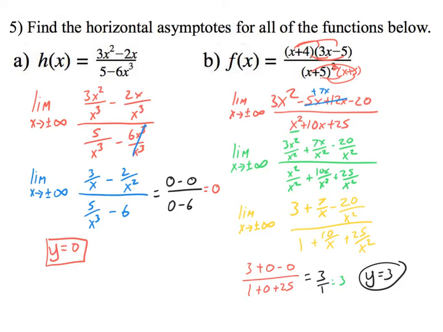Now, why is it both directions? Because if I put negative infinity into these, they would all be 0 as well, creating the same result. So in either direction, it's going to go towards y equals 3.